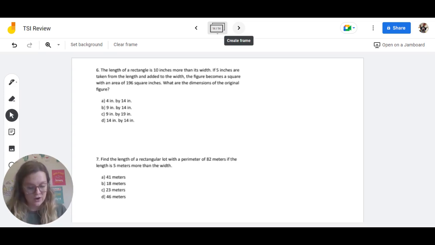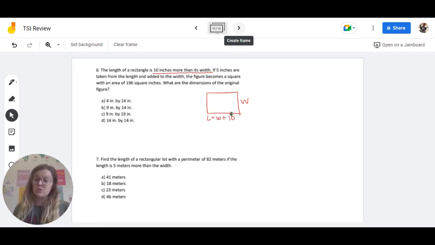Okay, again, draw a picture. So we started off with a rectangle. They told us that it has a length of 10 inches more than the width. I'm not sure what the width is, so I'm going to label width as W, and I'm going to say the length is equal to 10 inches more than the width, or W plus 10. So there's my original shape.